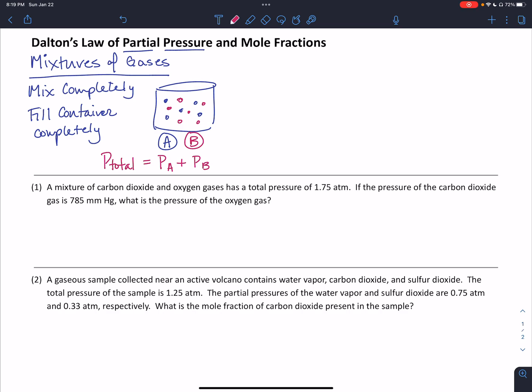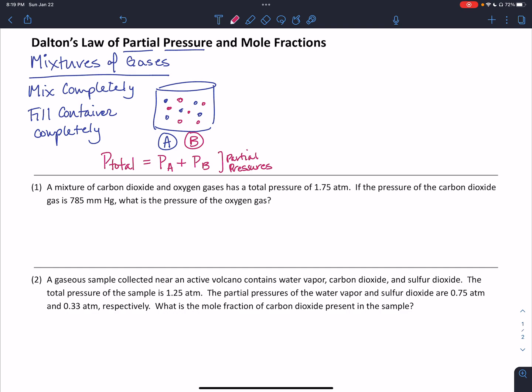Now, if I had a third gas in there, let's say gas C, then I would add that partial pressure in as well. So we call these partial pressures, and we add them up to get the total pressure within that container. We can use this law, Dalton's law, to find the total, or if we know the total and one of the components, then we can figure out the partial pressure of one of the pieces within.